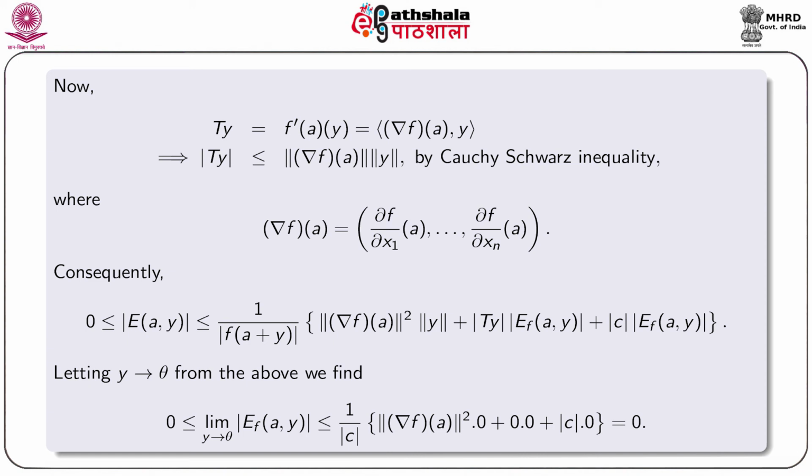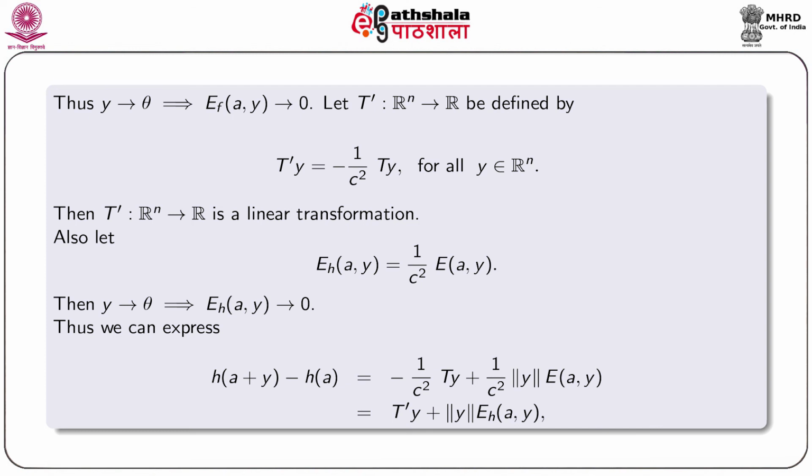Mod E f a y is the modulus of the error term. So, as y approaches the origin it should go to 0. Mod c is a bounded quantity and E f a y approaches 0 as y tends to the origin. So, all the terms on the right hand side approach 0. So, we have it equals 1 by mod c times 0, that is 0. By the sandwich property, we must have the limit of mod E f a y as y tends to the origin be 0. Thus, as y approaches the origin, E f a y tends to 0.